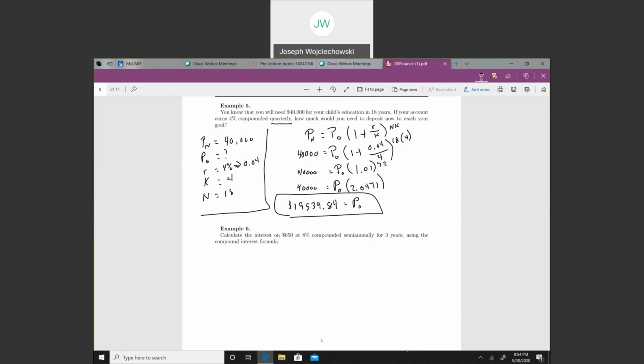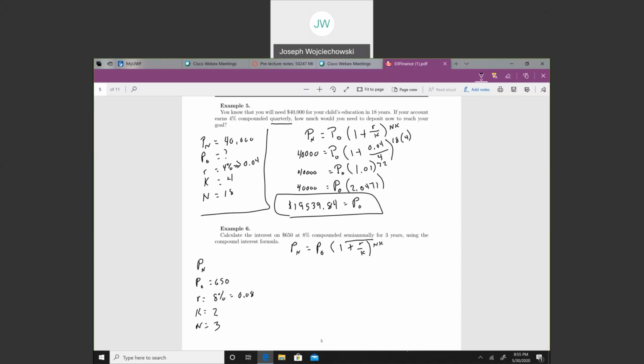So again, our compound interest formula, principal after n years is equal to the principal times (1 plus R divided by K) to the NK. So I don't know what my principal after n years is. My initial principal is $650. My rate is 8%, which is 0.08 in decimal form. My compounding periods, it says compounded semi-annually, that's twice a year. And my number of years is 3.